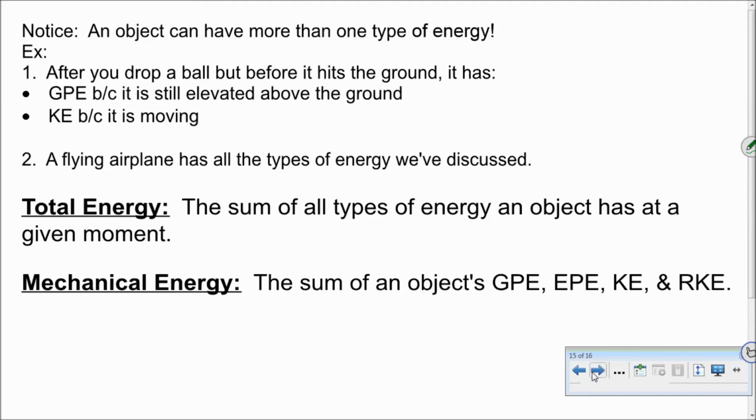An object's gravitational potential energy just depends on the height. An object's kinetic energy just depends on the velocity. Follow? So don't assume that, oh, it's got kinetic energy, it doesn't have gravitational. That's not true. You can have more than one type of energy at a time. So very often we will talk about total energy, which is all of the different types of energy added up at one moment. And then occasionally we'll talk about mechanical energy, which basically is all the types of energy except for electric and chemical. Cool?